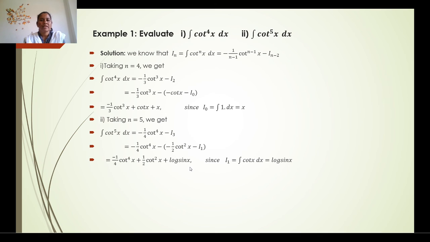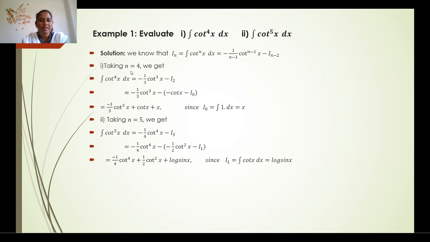Okay. So next we move on to the problems on the reduction formula of cot to the power n x dx. We can observe that in the first problem cot to the power 4x is there. That means n is equal to 4. In the second problem, cot to the power 5x is there, that is n is equal to 5. The first one is even and the second one is odd. For even we get I naught and for odd we get I1.